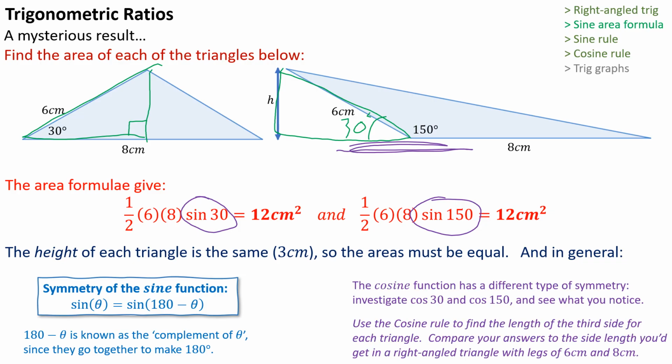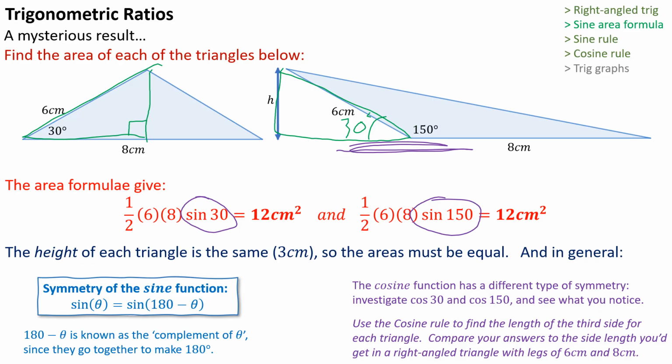You might be interested in cosine. Cosine does have symmetry, but of a slightly different sort. In fact, you can try this out. You might want to try what happens when you do cosine of two complementary angles like this. Cos 30 and cos 150 are not the same, but they are related, and you might want to think about what that means and how it's represented in the diagrams above, perhaps.